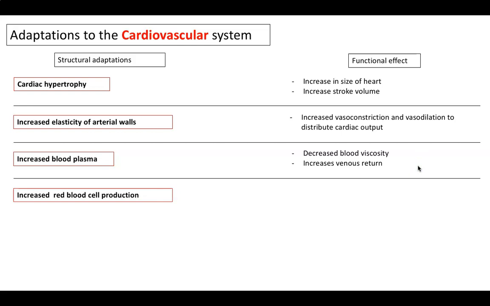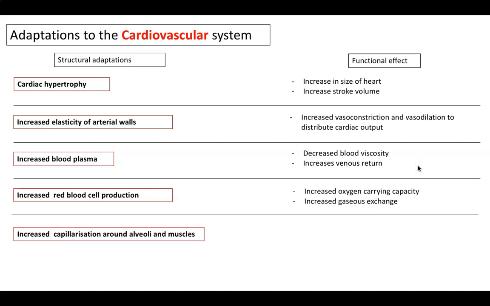Increased red blood cell production. This means we're going to get an increased oxygen carrying capacity, i.e. because red blood cells hold hemoglobin, which combine to make oxyhemoglobin. And it also means we're going to get an increase in gaseous exchange because we're carrying more oxygen within the blood.